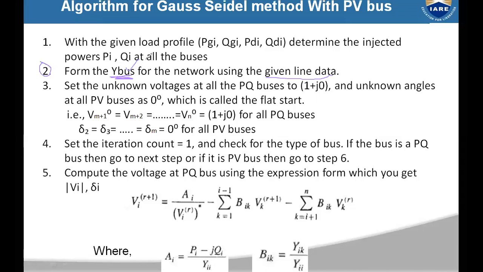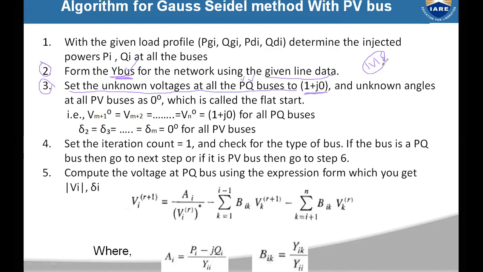Okay, so then after determining the Y bus, the next step is you have to set the unknown voltages at all the PQ buses. At PQ buses, you will know the P and Q. P and Q will be specified, and unknown variables are magnitude of V and delta. So these unknown variables are set to 1 plus J0.